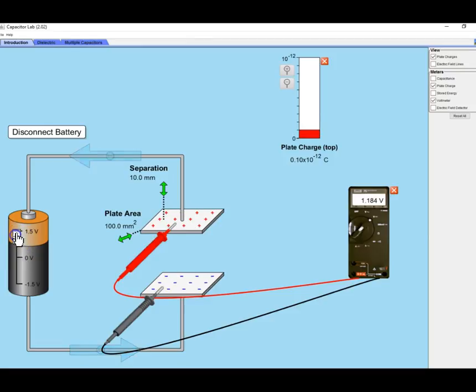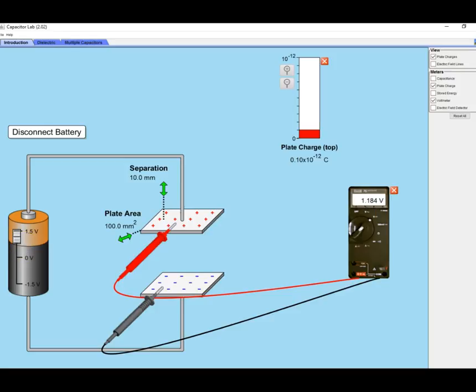As I keep on increasing the voltage, the charge gets larger and larger. So there seems to be some directly proportional relationship. But the best way to find out if that relationship does exist is really to plot a graph. So what I'd like to do right now is just very quickly plot a graph of the magnitude of the charge on the top plate versus the voltage that I'm establishing across the plates, or across the battery.